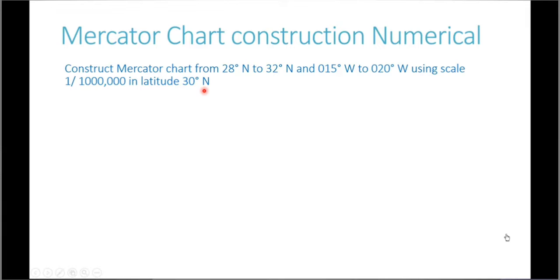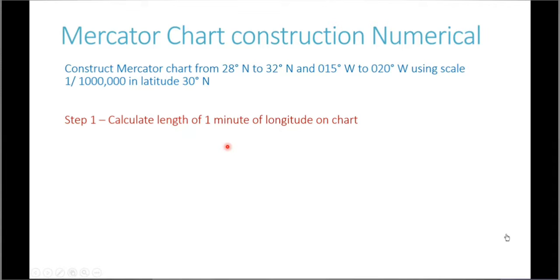Now let's see how we attempt these kinds of questions. In step 1, we have to first calculate the length of 1 minute of longitude on the chart. In all these questions related to Mercator projections, always remember that you have to find out the length of 1 minute of longitude on the chart. What will be the length of 1 minute of longitude? Once we have this 1 minute longitude length, we will be able to solve these questions.